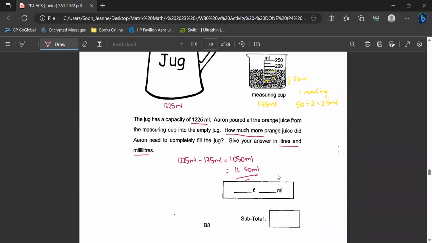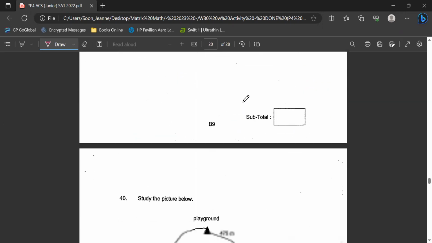So I just want you to fill up 1 liter and here another 50 ml. Okay? Now moving on to section C. Let's just move on to section C then.